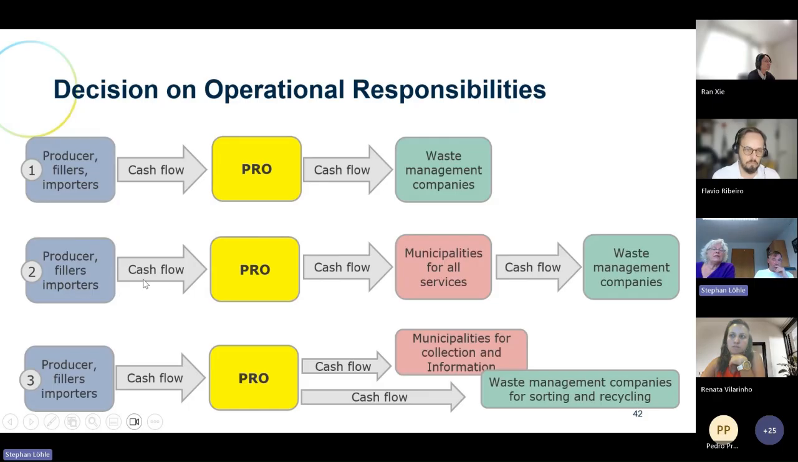The opposite of this is that the cash flow goes in total to the municipalities for all services, and they are responsible for all waste management services: collection, sorting, and recycling. This is, or was in the Netherlands, one of the basic ideas. Then, and very often you see this model, municipalities are responsible for collection and information, and waste management companies are responsible for sorting and recycling. This is a model which is used very often, and it is also successful in most countries. It is difficult to do this if there is more than one PRO.